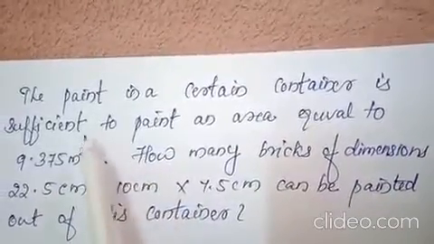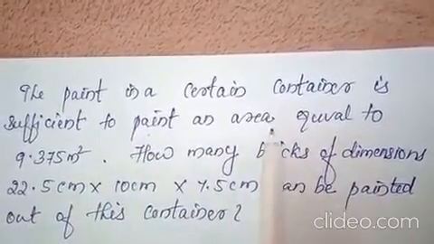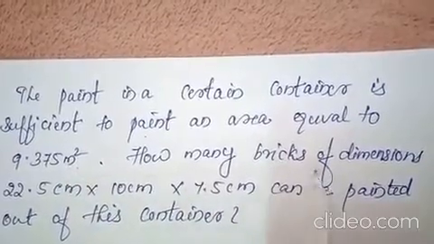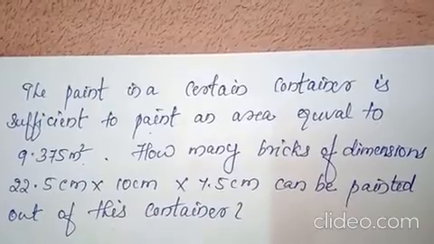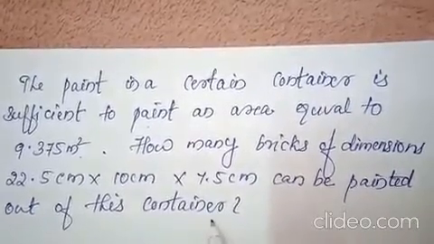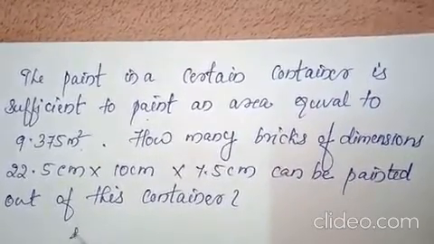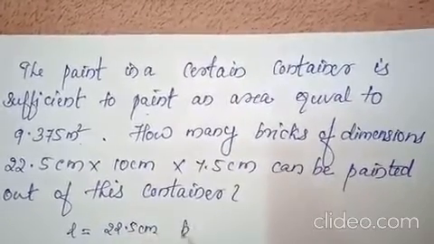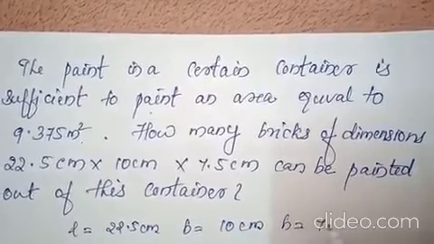Next question is, the paint in a certain container is sufficient to paint an area equal to 9.375 meters square. How many bricks of dimension 22.5 cm into 10 cm into 7.5 cm can be painted out of this container? So they are given the length of the brick. L equals 22.5 cm and the breadth also 10 cm. Height also they are given 7.5 cm.